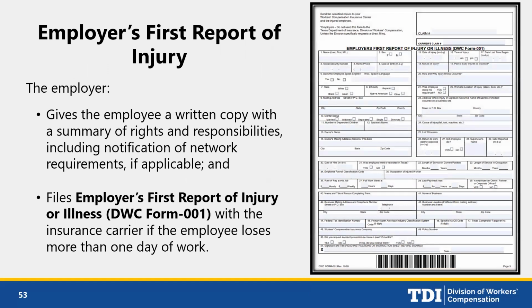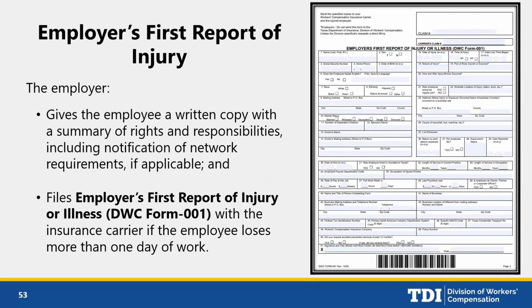Now, what do you do as the employer? The employer files the first report of injury as soon as they find out there's an injury. They need to file it. If they're a covered subscribing employer, they need to file a first report of injury and give the employee a written copy of the rights and responsibilities that I just showed you on the website.